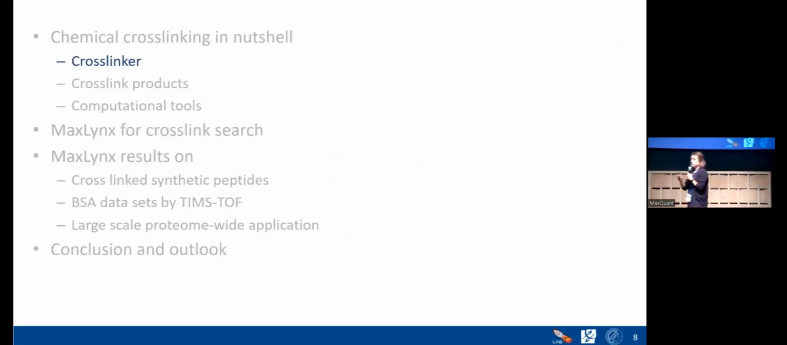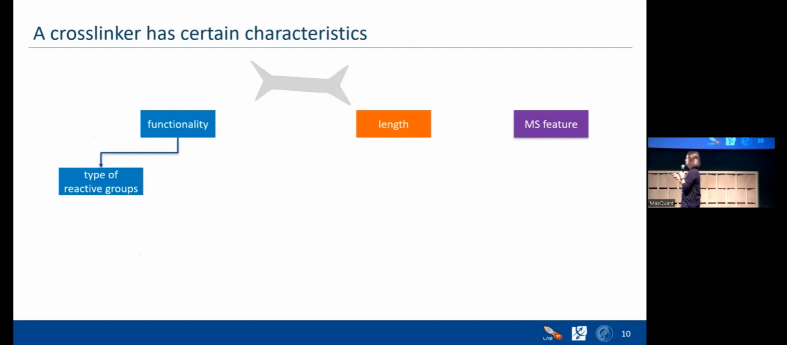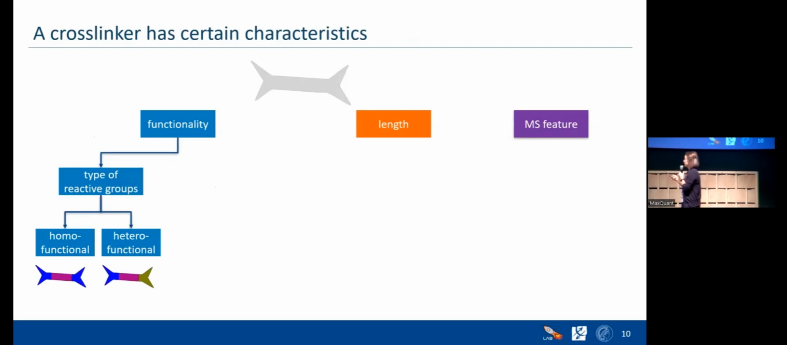Okay, so I told you the crosslinkers are like handcuffs, but let's have a look at how they are special. We could say that this is a simplified version of a crosslinker, and a crosslinker has some special characteristics, which we can divide into 3 categories. It could be functionality, the length, and the MS feature. In terms of functionality, we could think about the reactive group. What I mean by the reactive group is the arms, the ending parts. So it might be homofunctional.